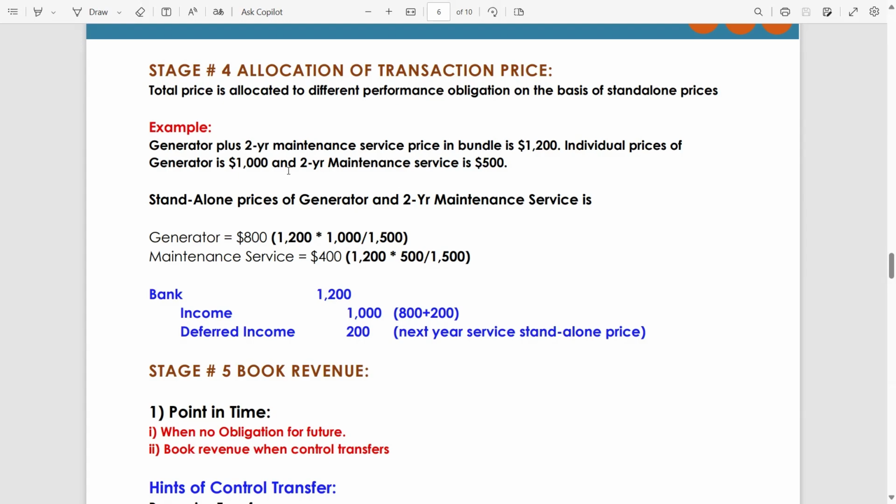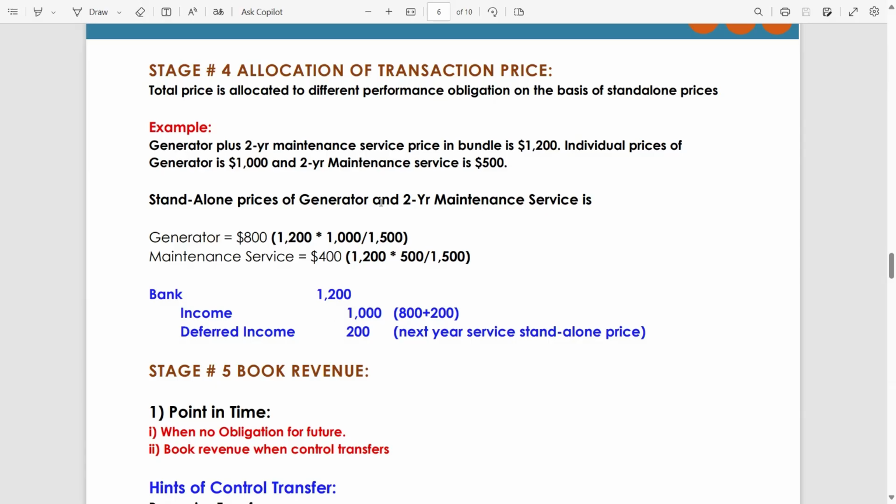100 of these two total price, so it will give you a 400 figure. Now the entry for recording the revenue: bank debit by 1200, income means revenue by 1000. How 1000? It's 400 plus 800, which means 1200. But why do I record revenue as 1000?